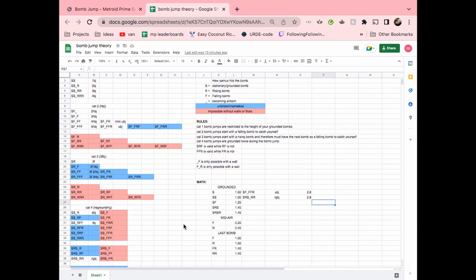So this family of bomb jumps down here is more or less half-pipe bomb jumps. Now, this one would be the first 3 bombs of a half-pipe bomb jump. Okay. This _R being a flick.